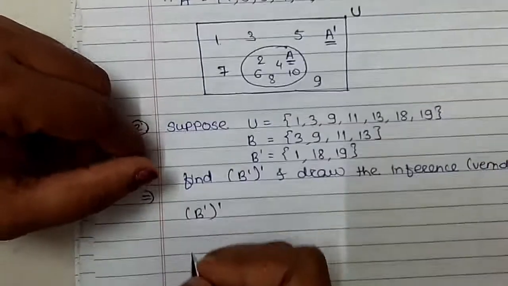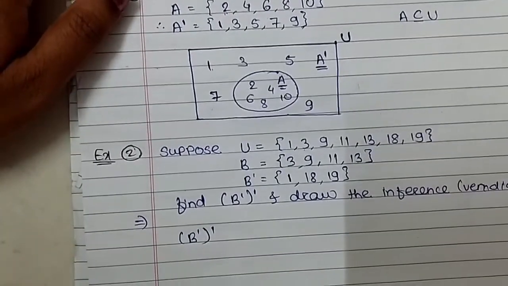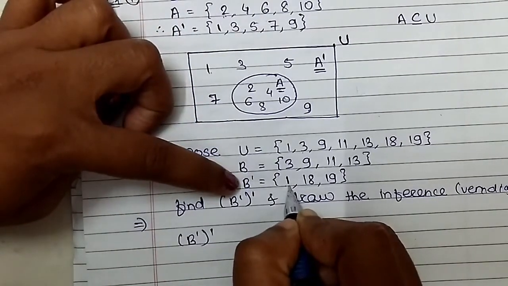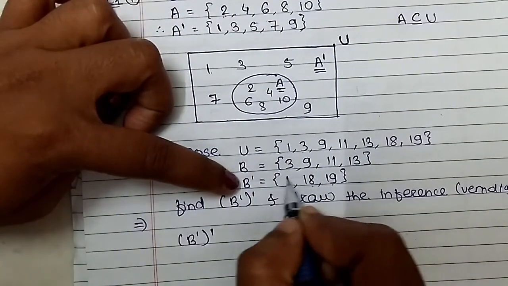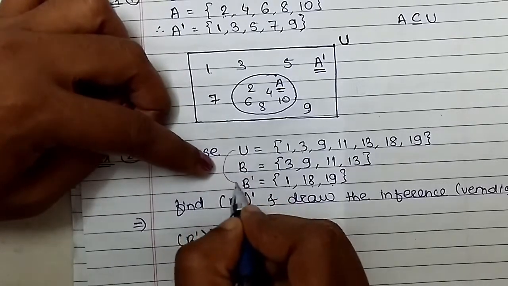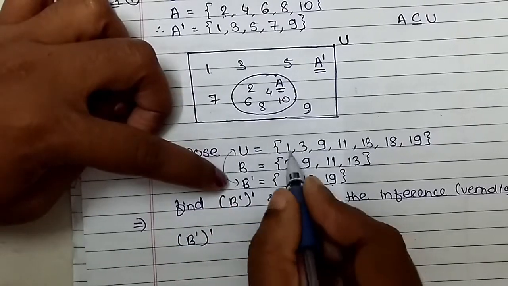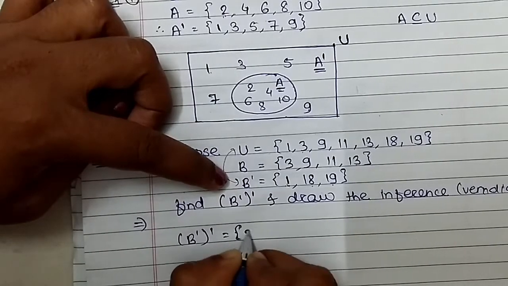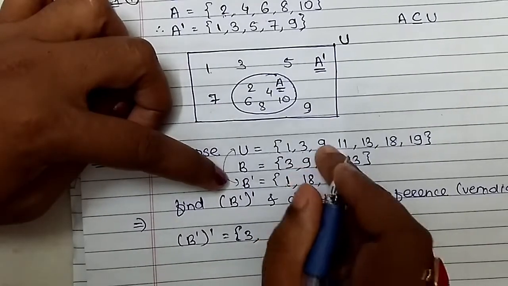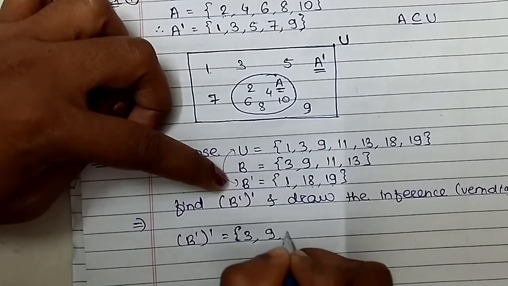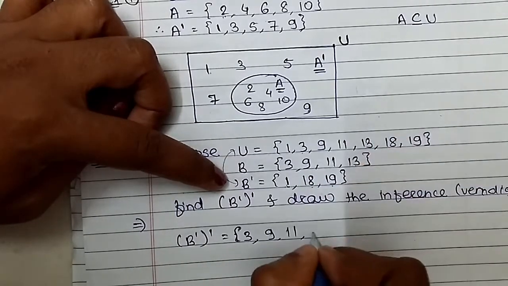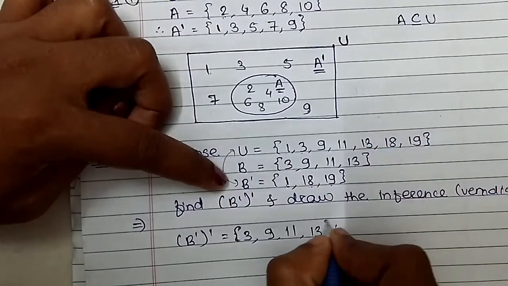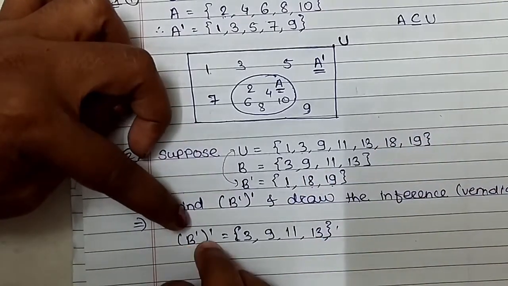Okay, so how to calculate? Just compare here B's complement. What are the elements in B's complement? 1, 18 and 19. So compare this set with this one. Okay, so 1 is already present. Then what is the next element? 3 is not present, so write down 3 here. Okay, then 9 not present here, 11 is also not present, 13, 18 is present here, then 19 is also present here. So these are the elements of B's complement's complement.